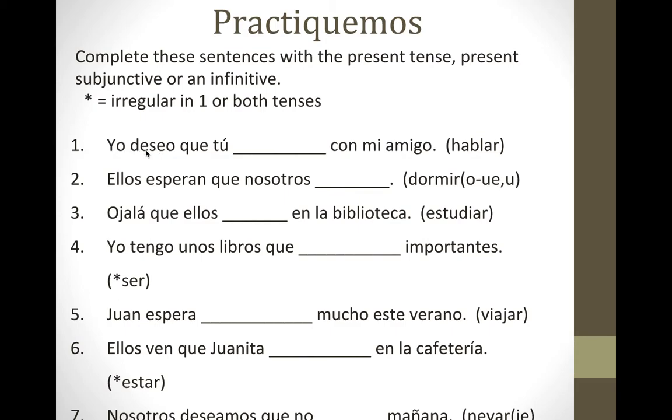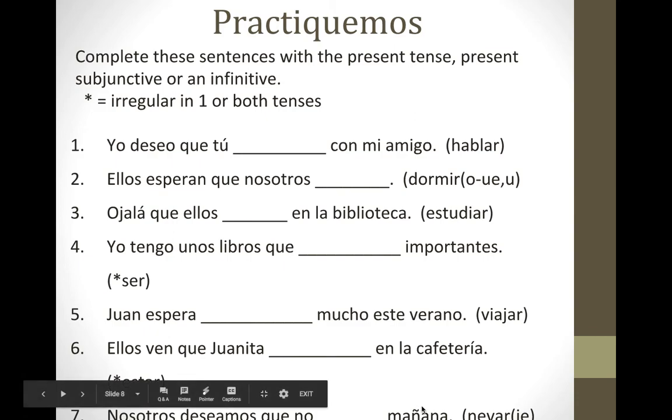Okay, wish, yep, that's a verb of want. That you speak, so my subject did change here. Yo went to tú. So I do need subjunctive in this sentence. I would get hables. Okay, please pause me and work through the next 6 questions.